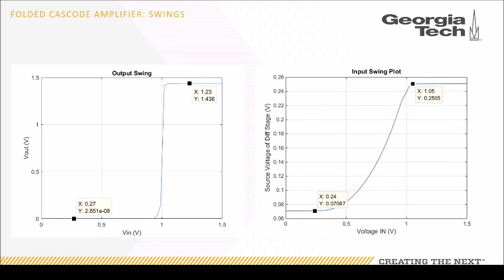So here we have on the left our output swing, where we measure the output voltage while tying V minus to 1 volt and sweeping V plus from 0 to 1 VDD. We get an output swing of about 2.85 E negative 8 volts to 1.43 volts. And on the right we have an input swing, where again we did the same configuration, except we measured the voltage across the biasing transistor, M tau. And we get an input swing of about 0.07 to 0.25 volts.